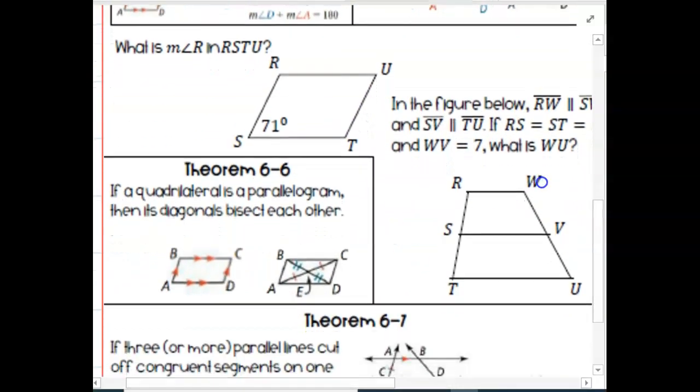Okay, so we can use these theorems to find some missing angle measures. So if they say I want to find the measure of angle R in parallelogram RSTU, so if I have angle S, I'm looking for angle R. Angle S and angle R are consecutive angles. They're right next to each other, so I know they're supplementary. So how would I find the measure of angle R?